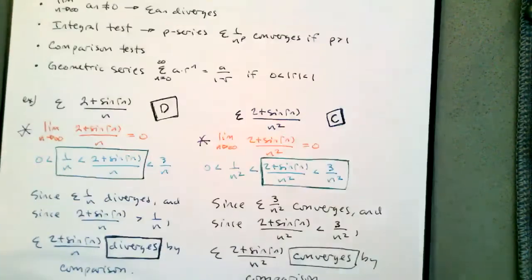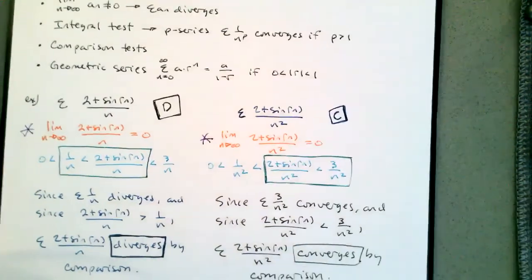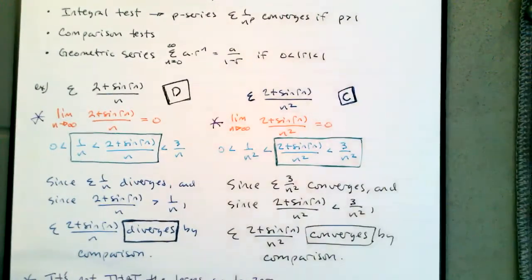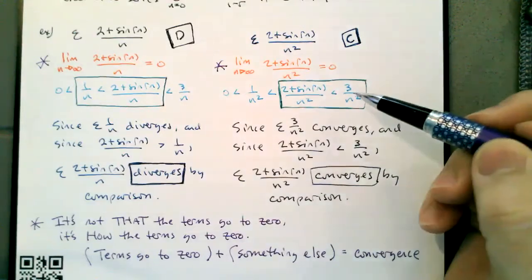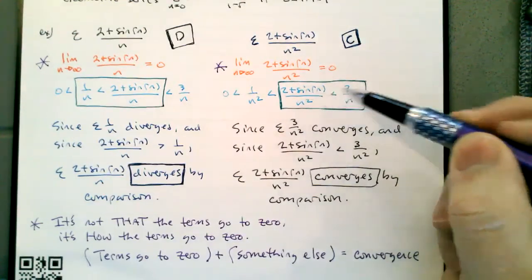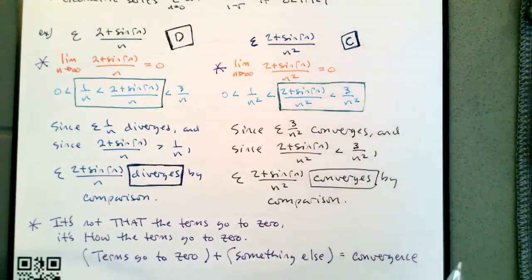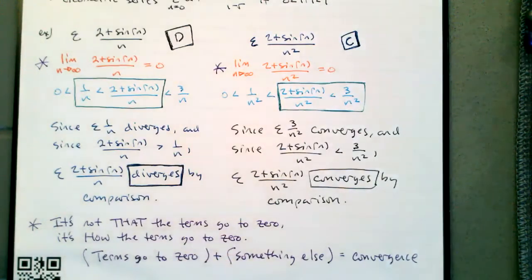So in the case of the series 2 plus sine n over n squared, we have that the terms go to 0. That's necessary. We needed something else. In this case, that something else was that the terms of the series in question are less than a known convergent series. Or we could think of it as the something else is that the terms are going to 0 faster than the series 3 over n squared, which we know converges. But we need that the terms go to 0 plus something else to get convergence.